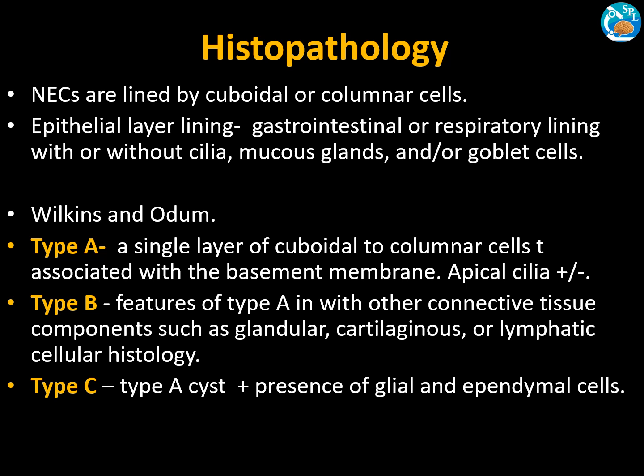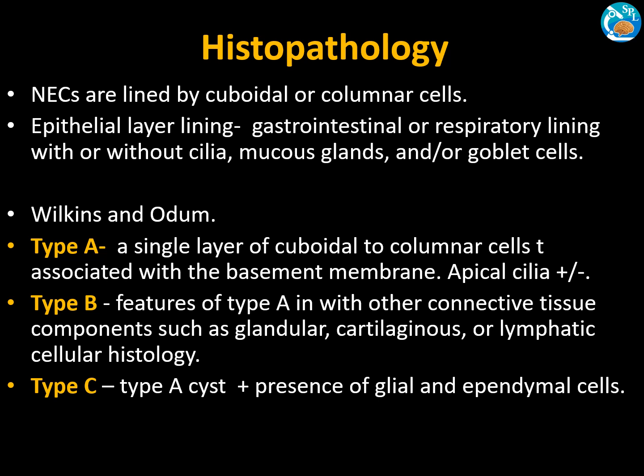Histopathology. Neurenteric cysts are benign cysts lined by cuboidal to columnar cells. The epithelial layer exhibits features of gastrointestinal tract or the respiratory lining with or without cilia, mucus glands, or goblet cells. These cysts are also associated with presence of other connective tissue components. Wilkins and Odom have proposed three different histopathological categories of neurenteric cysts depending on the basis of epithelial integration to the basement membrane and or presence of other complex cellular structures.